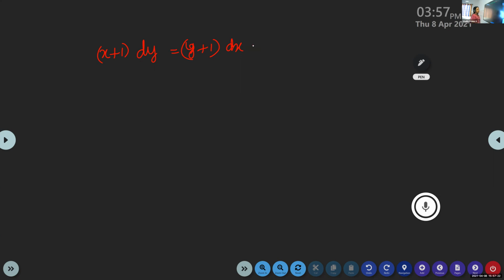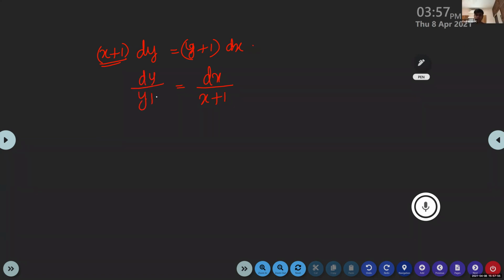Can you give the next step, Karthik? x plus 1 by dx is equal to y plus 1 by dy. Derivative terms should be in the numerator. What you're giving is correct, but here we want only dx by dy. If you take x plus 1 to the other side, we get dx by x plus 1 equal to dy by y plus 1.